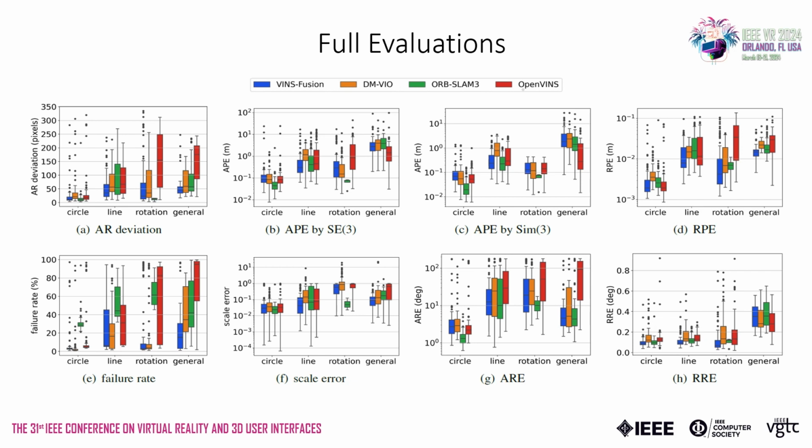On the simplest circle dataset, the results are relatively consistent, but there are many outliers. On the other two datasets, line and rotation, the boxes are much taller, reflecting the performance variations among different models of phones. We found the main robustness issues for these two datasets.